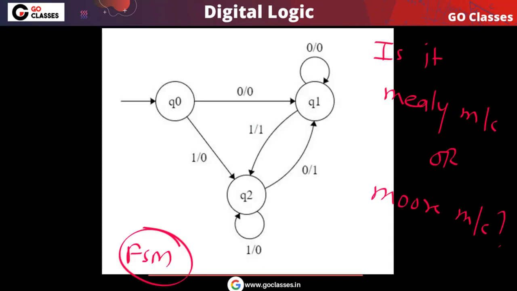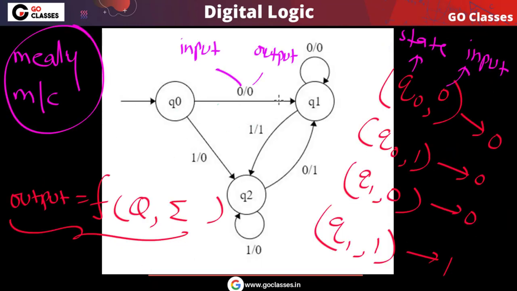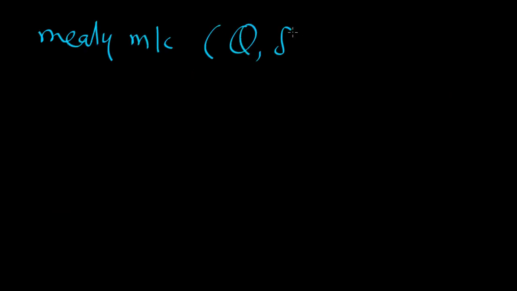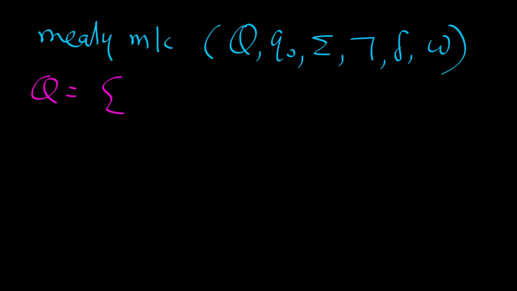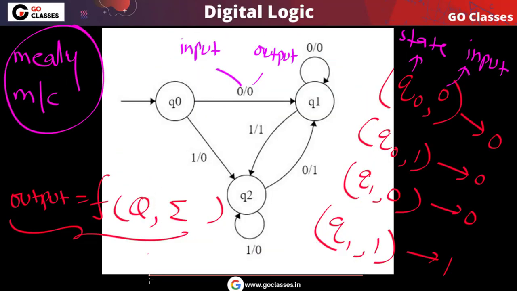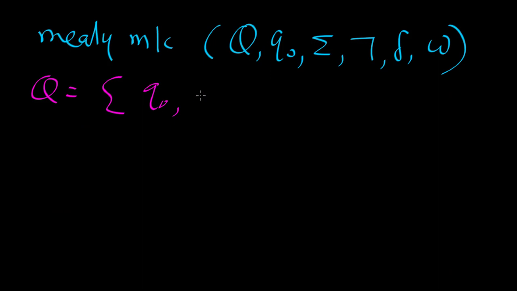In the Mealy machine, you can notice we have some set of states, an initial state, and all these things. So let's write down all of them: the states, initial state, input alphabet, output alphabet, state transition function and output function. There are three states in this Mealy machine: Q0, Q1, Q2. The initial state is Q0.